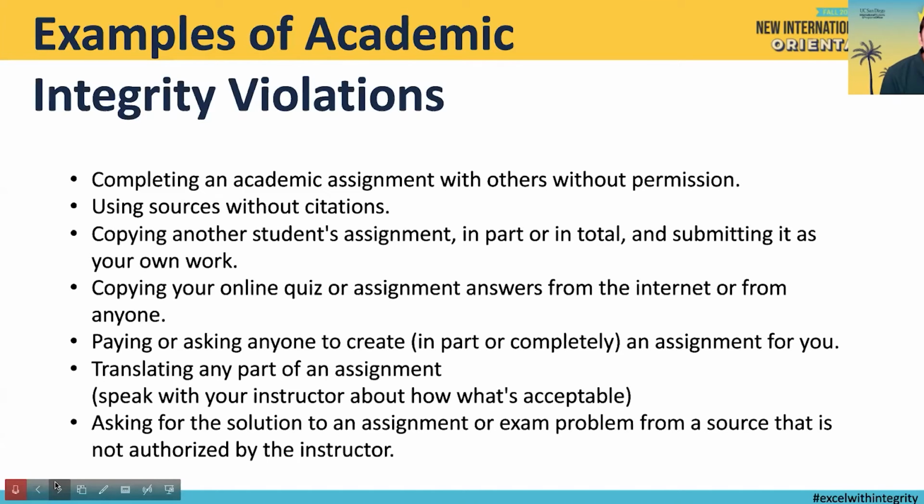So here are some common examples of integrity violations. Completing an academic assignment with others without permission, using sources without citations, copying another student's assignment either in part or in total and submitting it as your own work, copying your online quiz or assignment answers from the internet or from anyone, paying or even asking anyone to create either in part or in total an assignment for you. Translating any part of an assignment. And in most cases, you'll want to speak to your instructor about what methods are acceptable. And finally, asking for the solution to an assignment or exam problem from a source that is not authorized by the instructor.